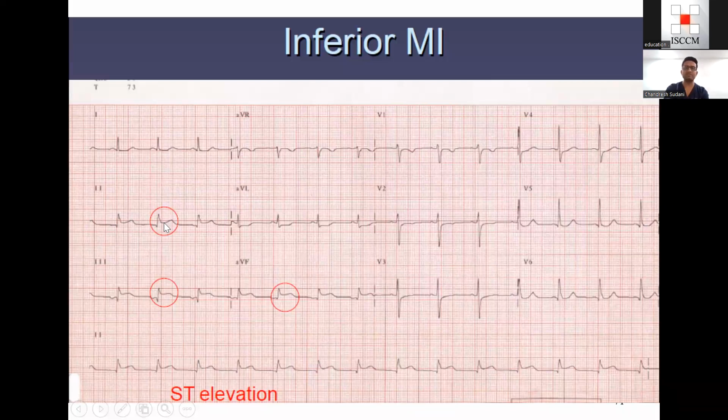Now looking at this ECG, the same ST changes are visible over here. Here the ST elevation is only visible in 2, 3, and AVF. This is the classical picture of inferior MI.